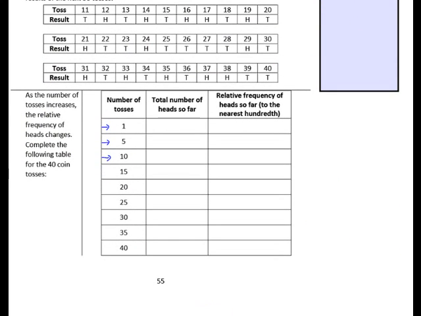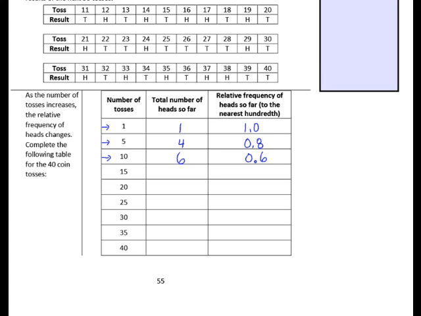Okay, so for 1, the number of heads so far was 1, and the relative frequency was 1. After the 5th toss, there were 4 heads, and the relative frequency is 0.8. And in the 10th toss, there were 6 heads, and the relative frequency was 6 divided by 10, 0.6. Right, so now we need to look at the data here.